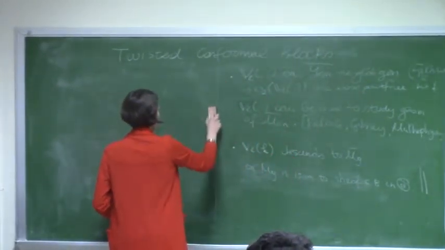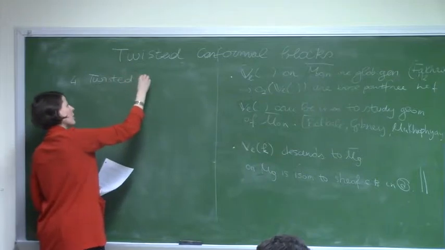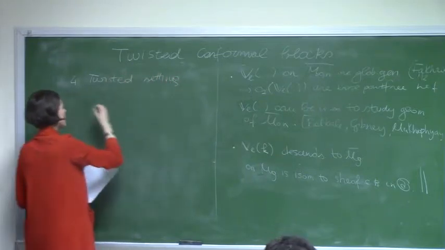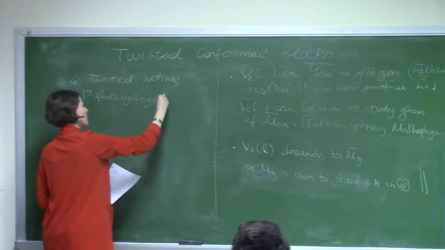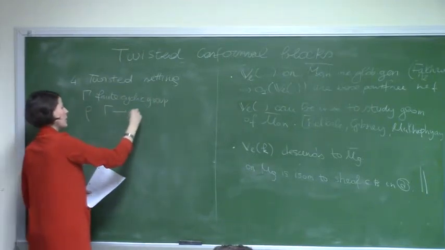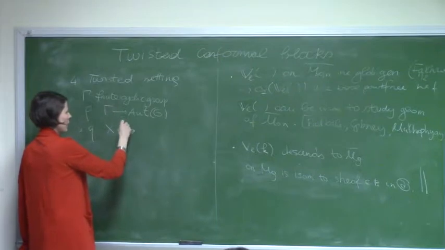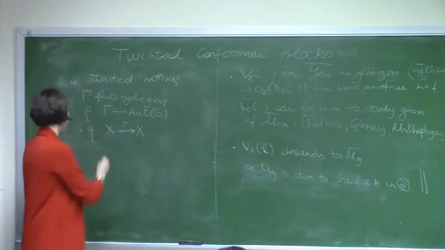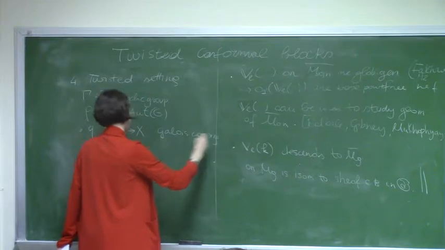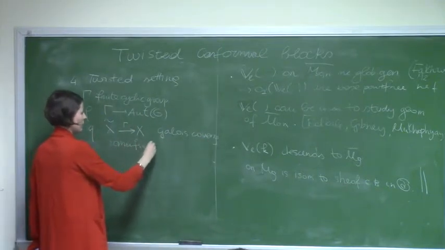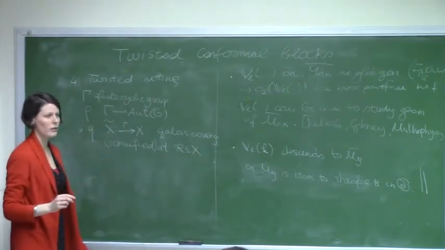But now I want to define what is the twisted setting they work with. So we fix gamma to be a finite group, and rho to be an action of gamma on the simple group we fixed at the beginning. And then if we have a gamma covering of curves, which is a Galois covering, which is ramified or not, it can possibly be ramified, and they call R the branch locus of X.